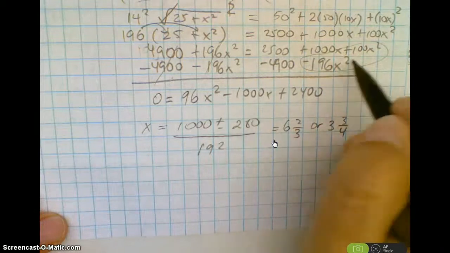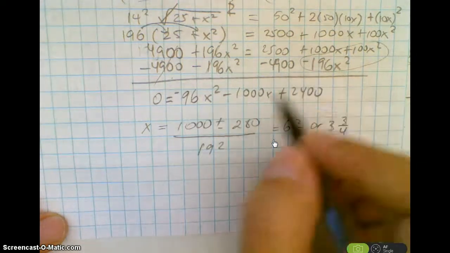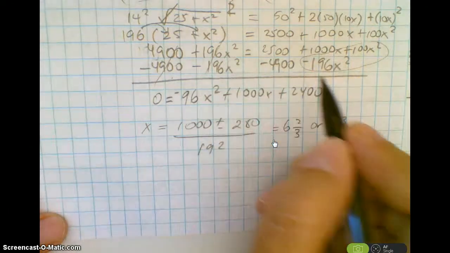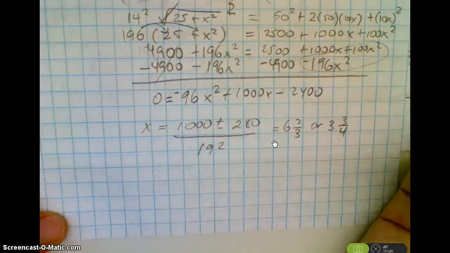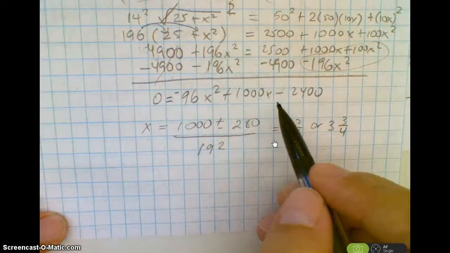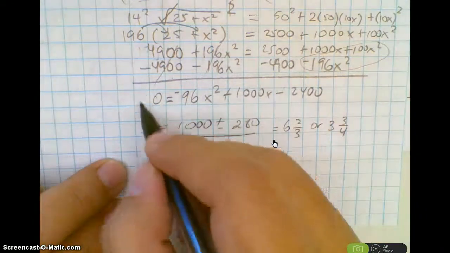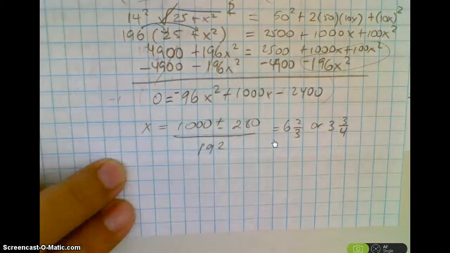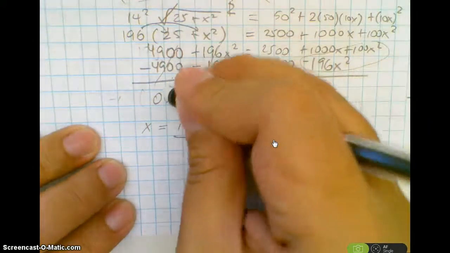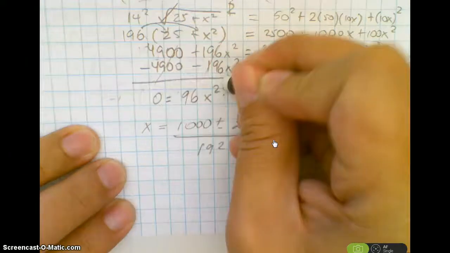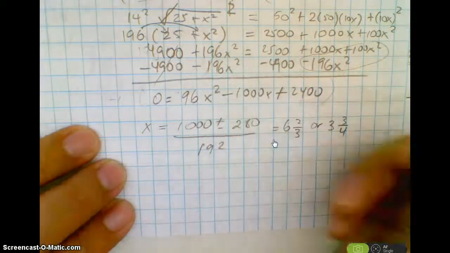So what I have here is negative 96x squared plus 1000x minus 2400. However, since I have two negative signs, I can change the entire equation signs if I think of multiplying by the number -1. So if I do that, the 0 stays at 0, the negative 96 becomes positive 96, the positive 1000 becomes negative, and then the negative 2400 becomes positive.